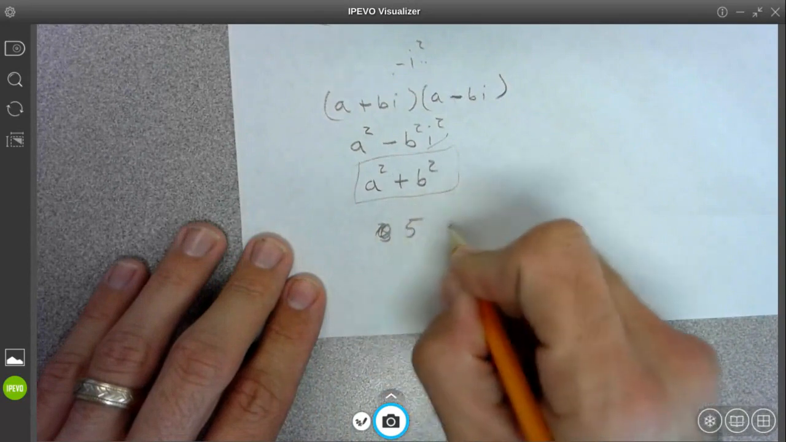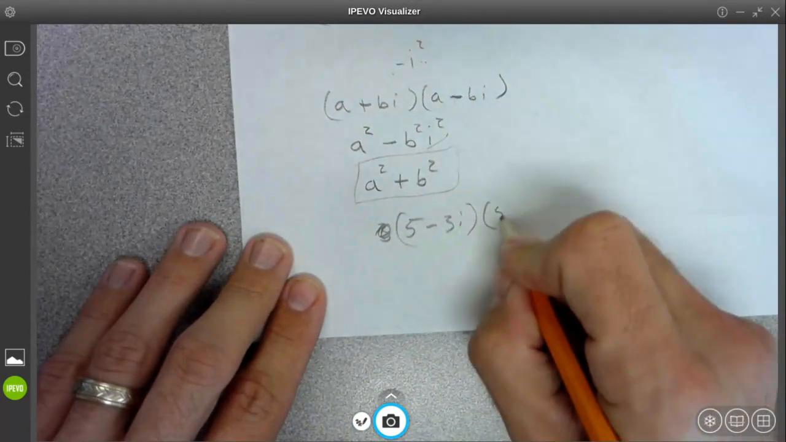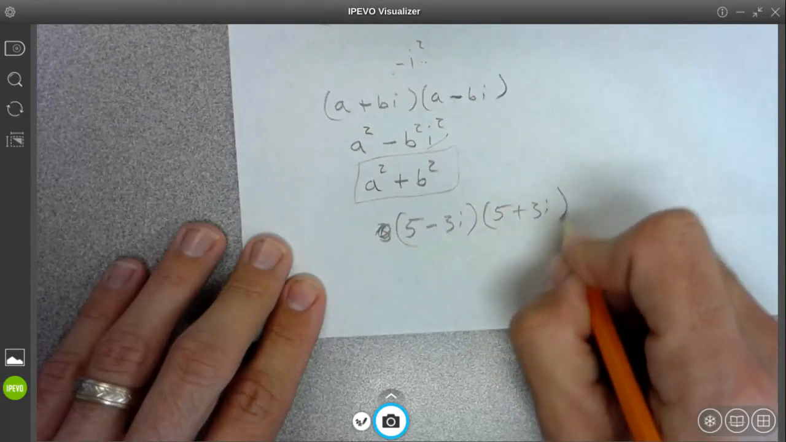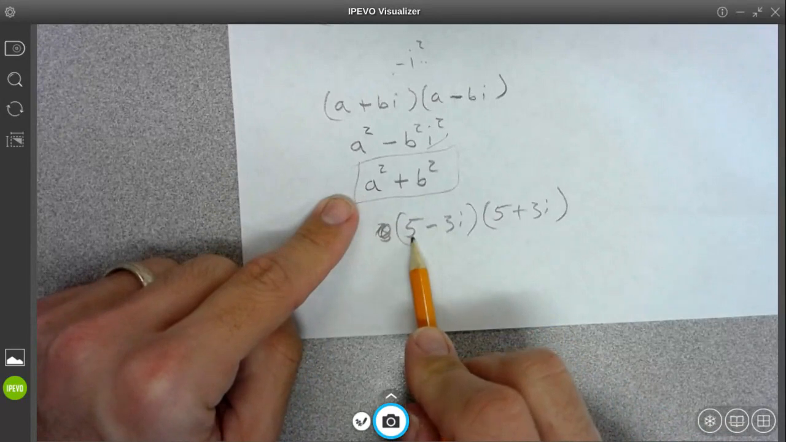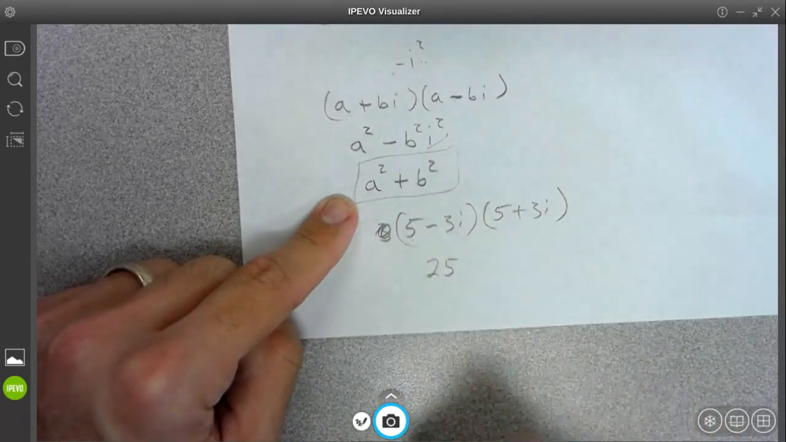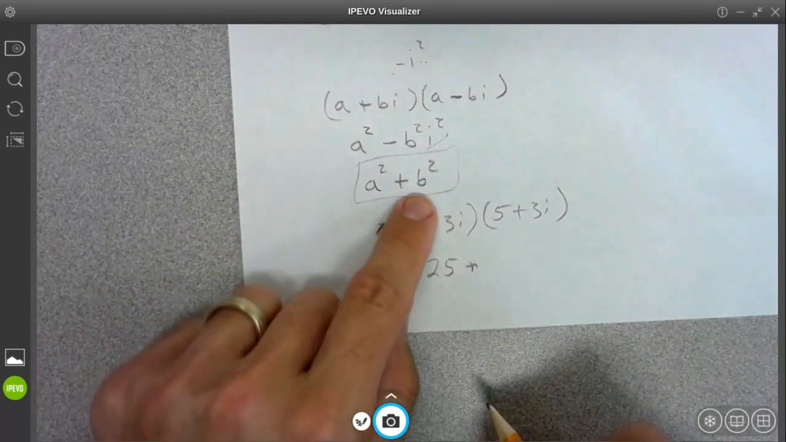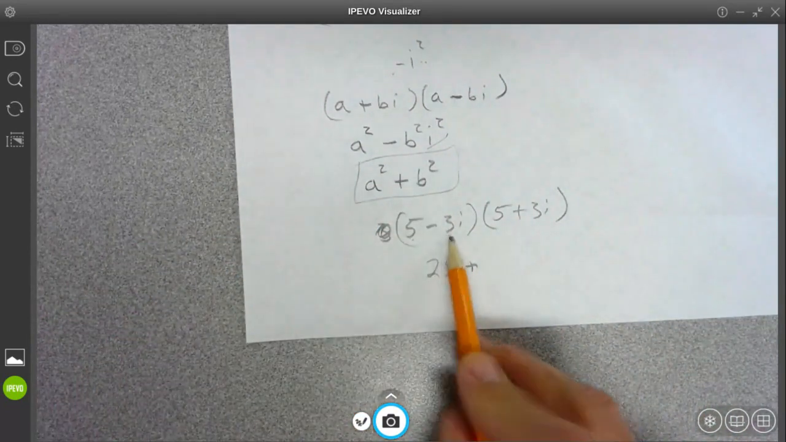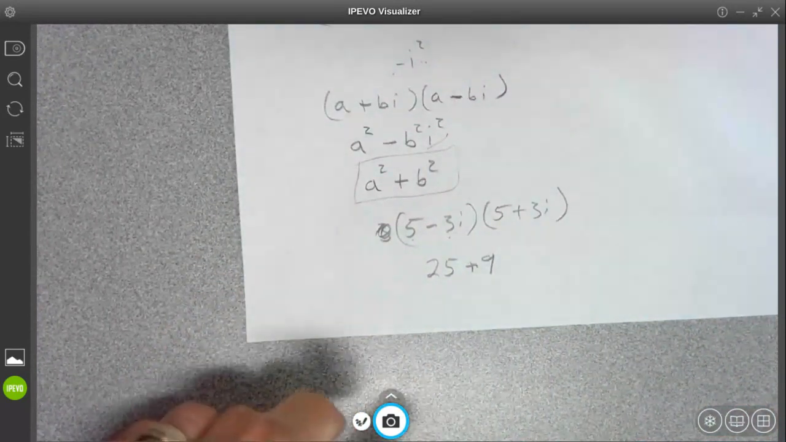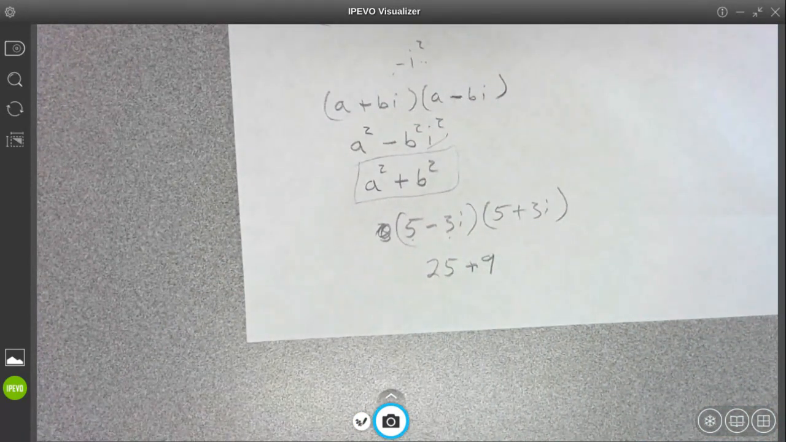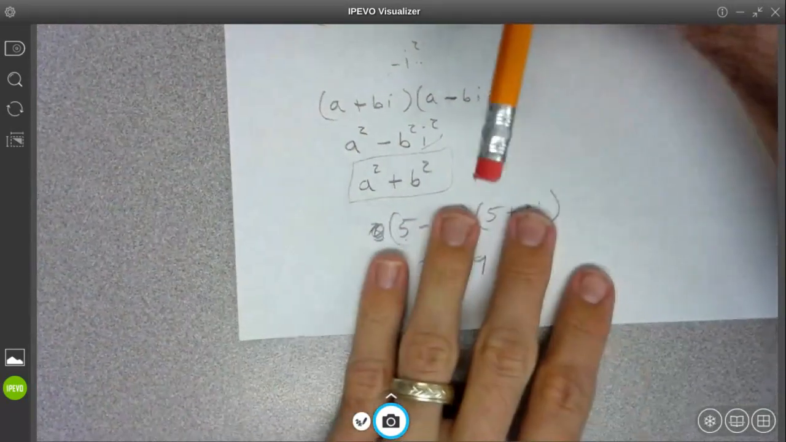Let me do 5 minus 3i and 5 plus 3i. The way it's going to work out is the first piece times itself, so you get 25. It'll be a plus sign. And then you'll do b squared, where b is just the 3, so that'd be a 9. So I think that cuts down on the work a little, hopefully. It's something to remember. You might put that in your notes. It does help.